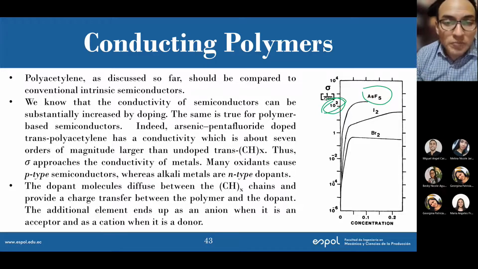Remember that doping in semiconduction, and this is just something important, I guess. When we're talking about semiconductors, doping really means addition of impurity elements, but really small additions, right? Whereas here, doping will mean actually a lot of dopant, right? So, for example, arsenic pentafluoride trans-polyacetylene will have around 30% of dopant.